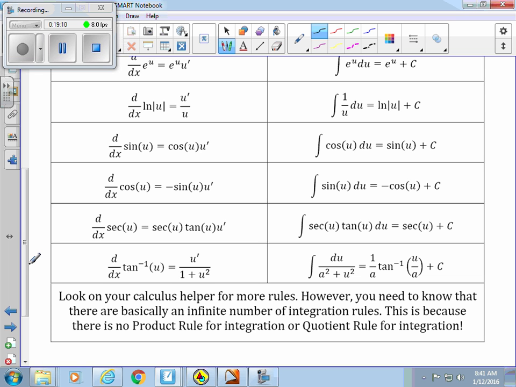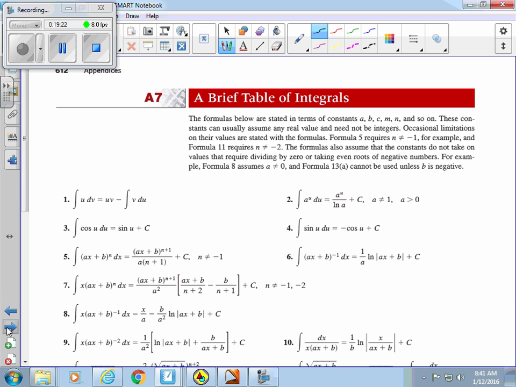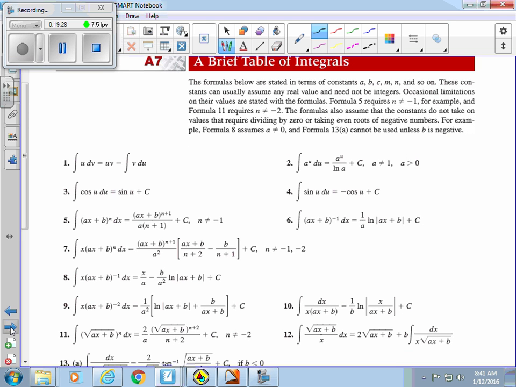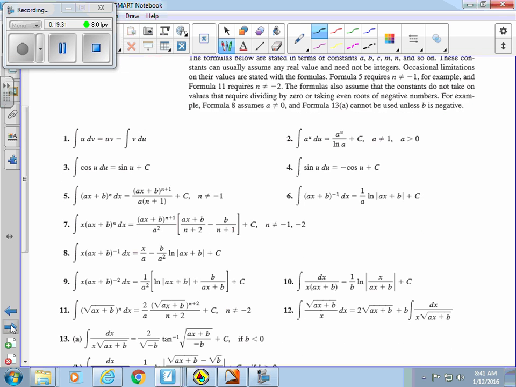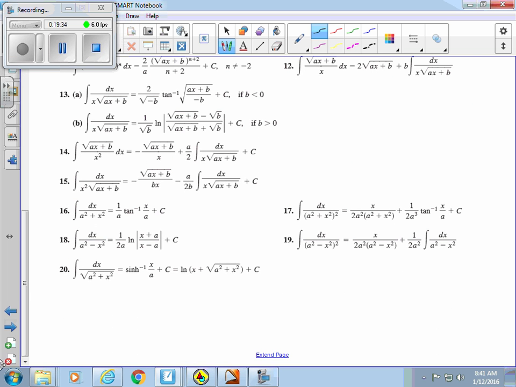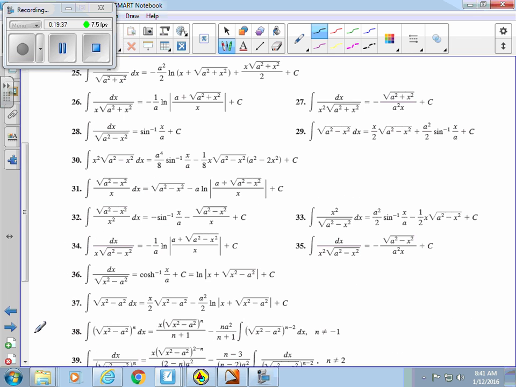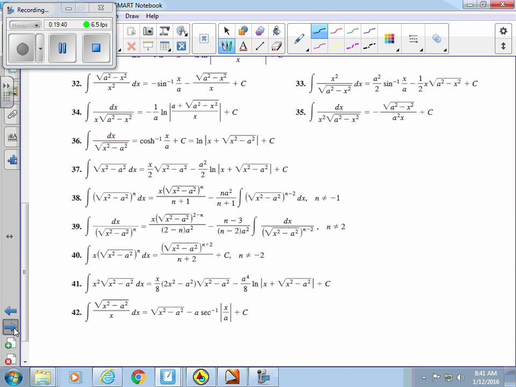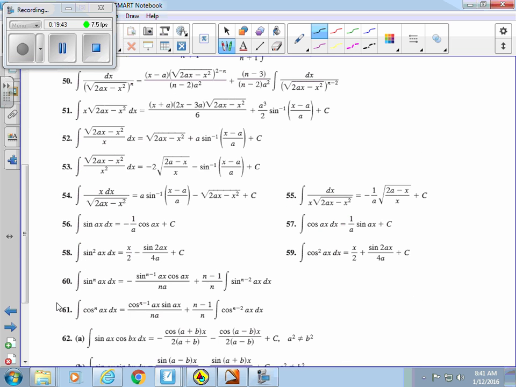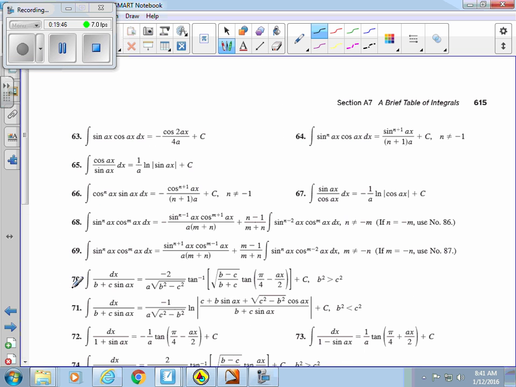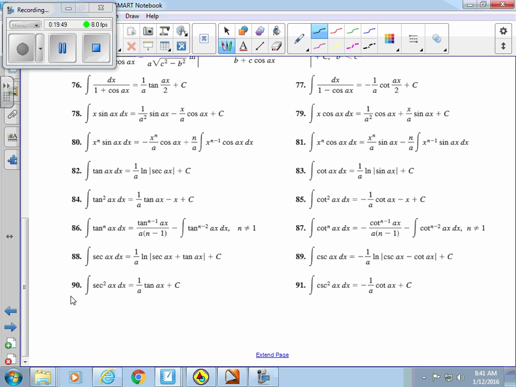How big of problems? Now this is in no way, shape, or form something you need to have memorized. What do you need to have memorized eventually? What's on your calculus helper, right? This is the back of a college calculus textbook. And it is titled A Brief Table of Integrals. And I find that quite hilarious. This is page 1. This is page 2. This is page 3. Page 4. Brief table.